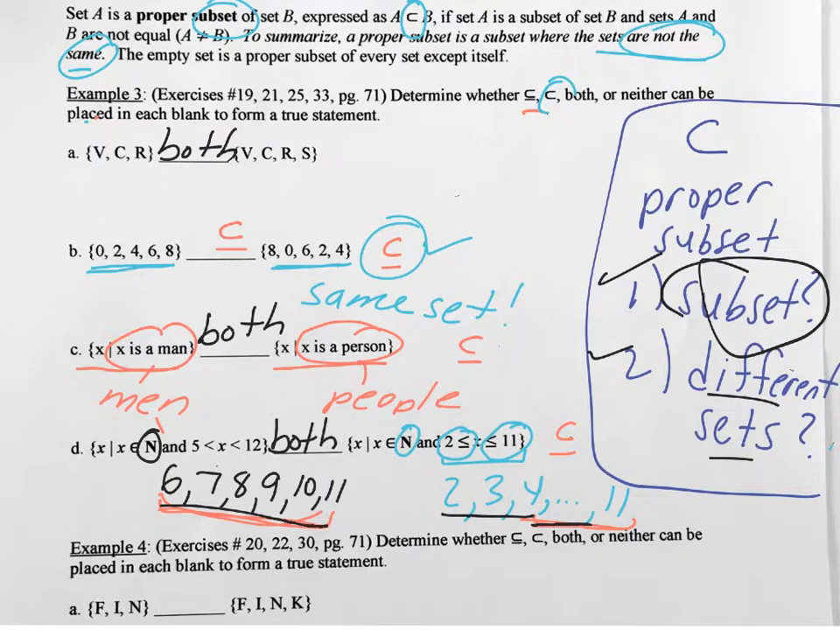Let's try one more. Example 4, same directions. Determine whether it's a subset, a proper subset, both or neither.